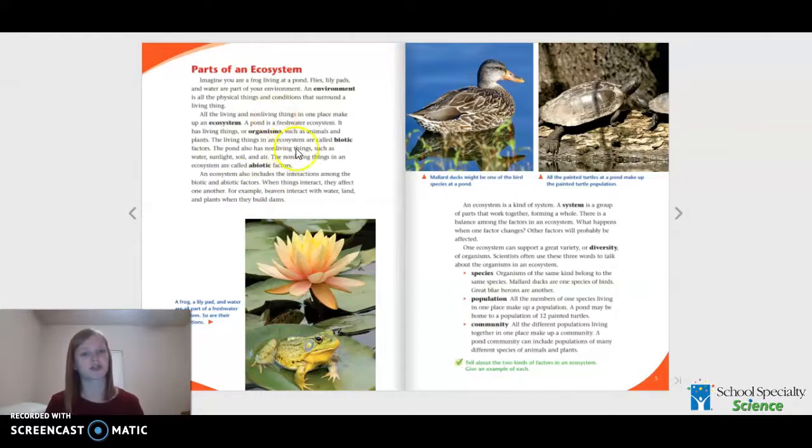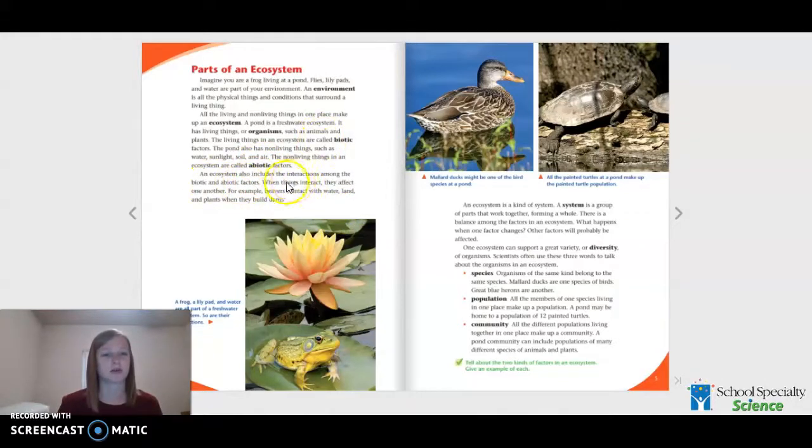All right, so we're going to first just read about these, and then we're going to add these two things to our notes. Okay, so right here we have biotic and abiotic. It says the living things in an ecosystem are called biotic factors. The pond also has non-living things such as water, sunlight, soil, and air. The non-living things in an ecosystem are called abiotic factors. Okay, so remember, bio means life, so biotic means living things. And a means not, so abiotic means non-living.